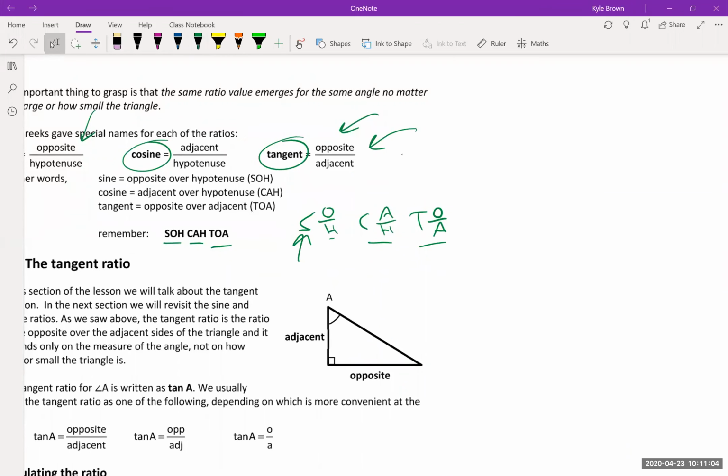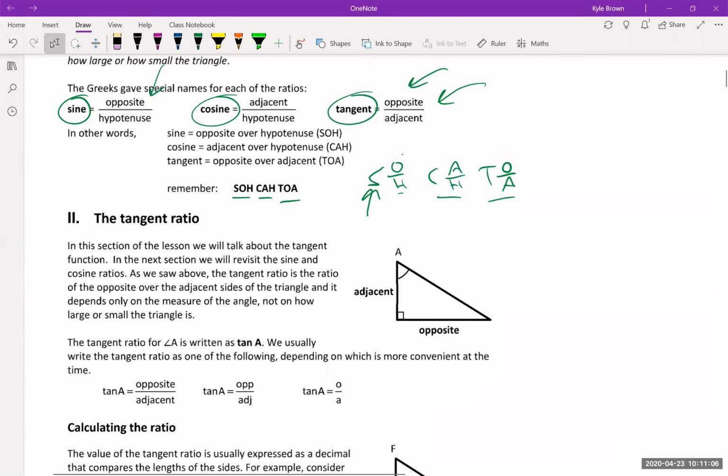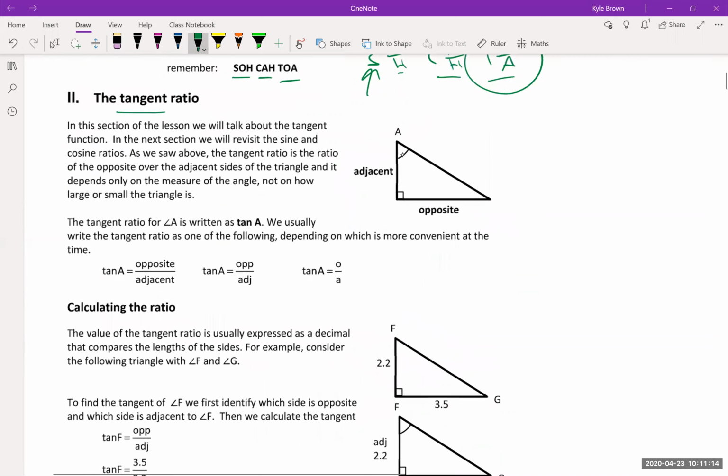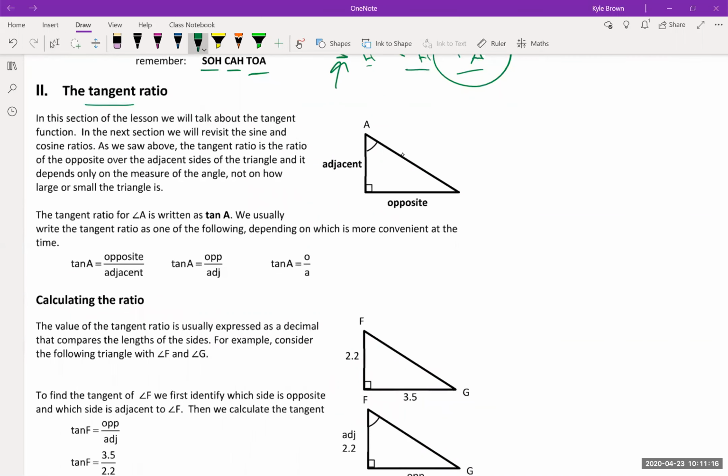Okay? And I'll get to the gist of what we're talking about in a minute. But first off, let's just talk about one of these. We're going to talk about the TOA part of it, the tan ratio. So if I'm looking at this angle, then the opposite side is down here, right? So the tan ratio is the opposite length divided by the adjacent length, okay?